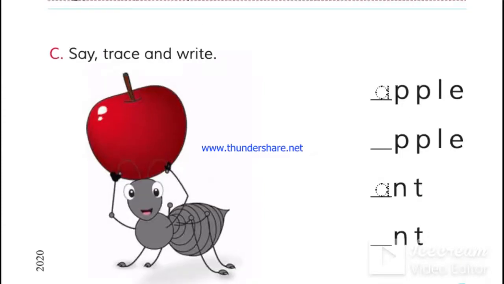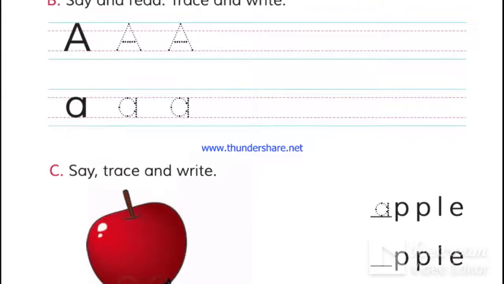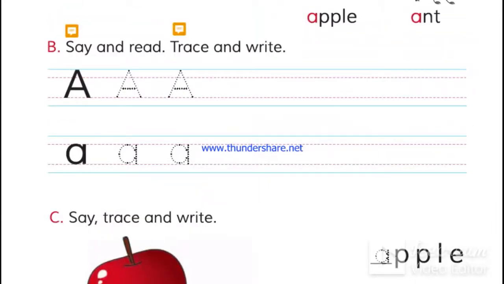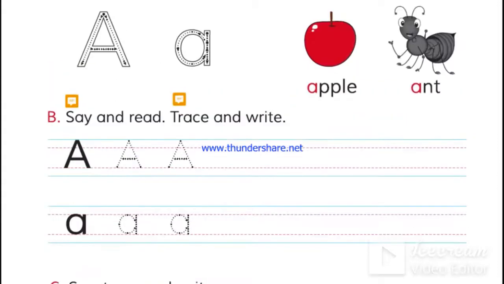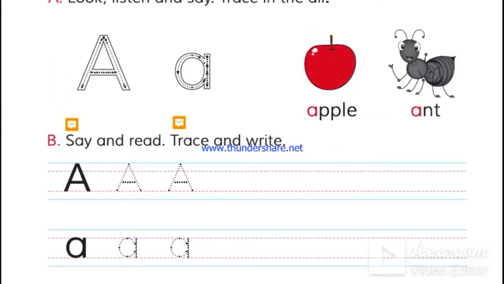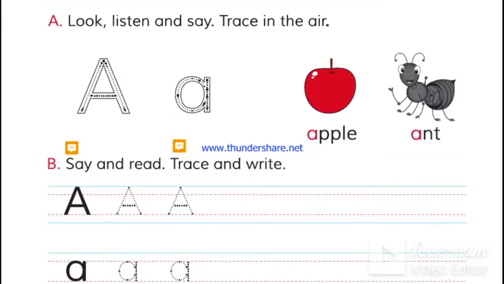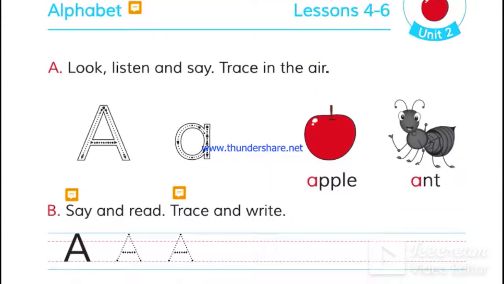The next lesson is a writing lesson. It will develop your writing skill. It's a trace and write. Write on your exercise book. There's a capital letter. There's a small letter. As much as you practice, your writing skill will progress.